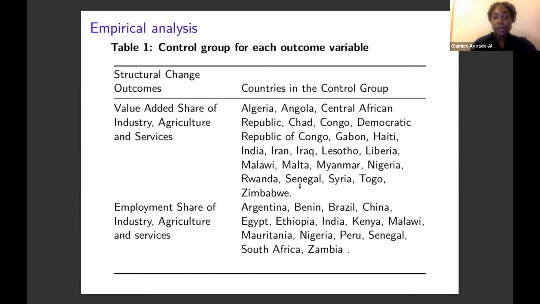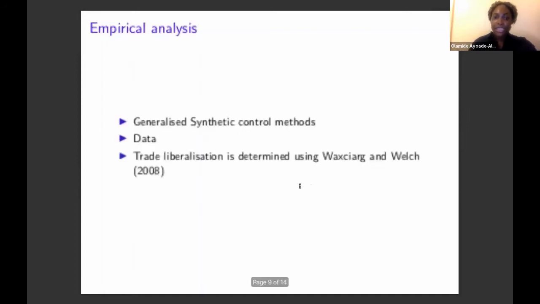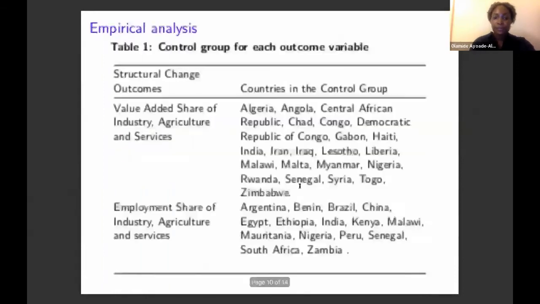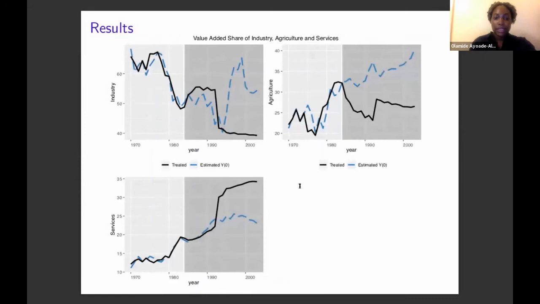And for each variable of interest, there's a different set of countries that best match it based on the calculation of the GSC method. The data used is from a variety of sources, but the year of trade liberalization is determined using data from Wacziarg and Welch, the paper from 2008, which updates the Sachs-Warner criteria for trade openness. So now I'll talk about the results.